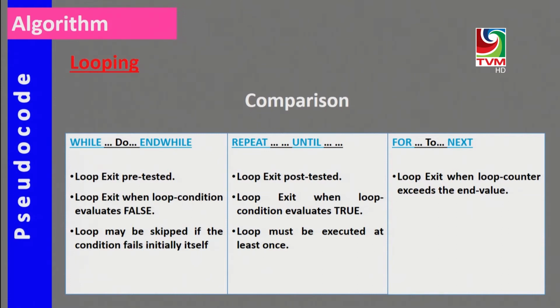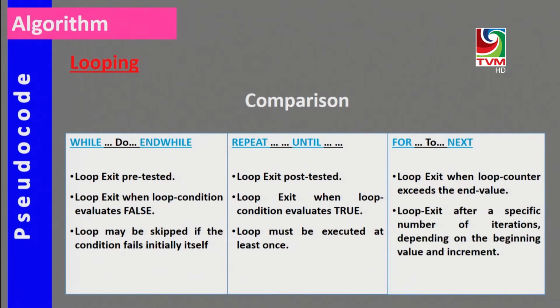Now, here the loop must be executed at least once. In repeat until, the loop will execute at least once, and here the loop exits after a specific number of iterations or repetitions, depending on the beginning value and the increment. Depending on the starting value and an increment, the loop will exit.